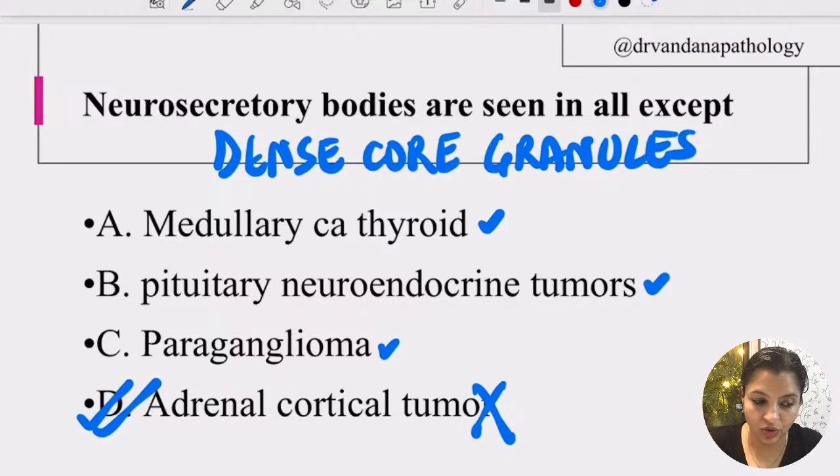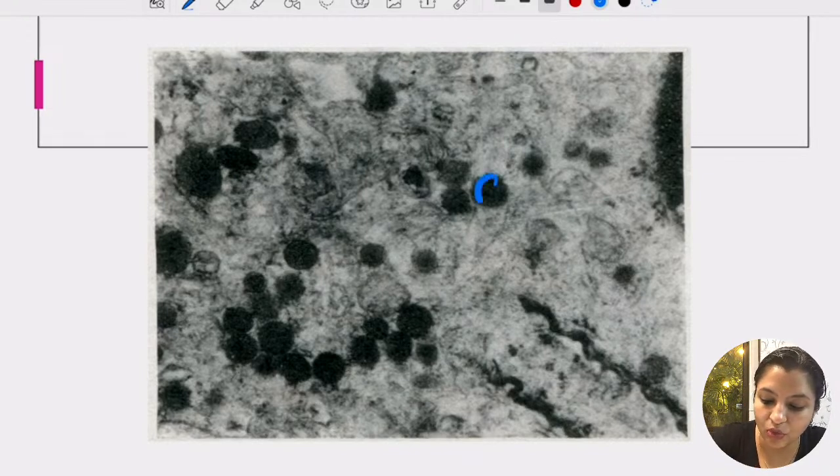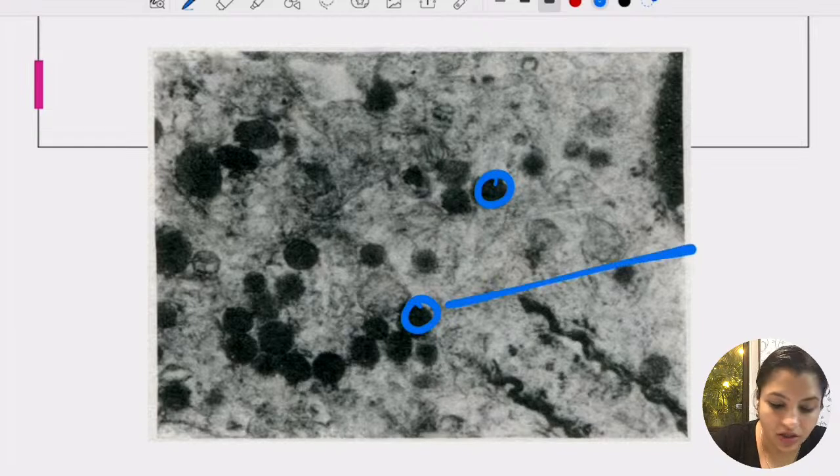So if we go to this image that can be asked to this, they can change the image anyhow. You should be able to interpret this image. So these are just ball-like inclusions that you're seeing here. So these ball-like inclusions here are nothing but dense core granules, which you should all remember. Okay. So these are your dense core granules.